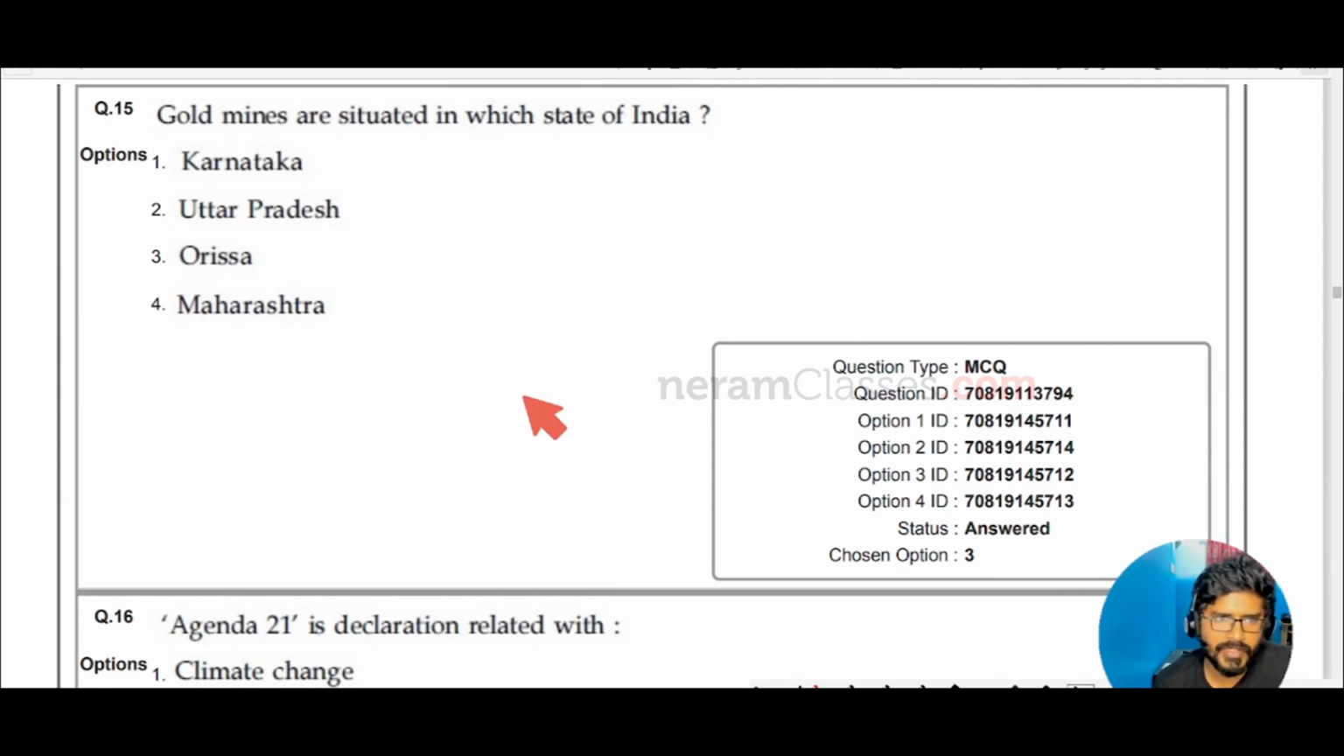So the question number 15 is, gold mines are situated in which of the states of India? So we have many gold mines in India, but among them one particular state has a large number of gold mines. So that's what they are asking. So if you have watched the movie KGF, you could have answered this question because it's a Kannada movie. That means Kannada movie means its answer is Karnataka. So Karnataka has a large number of gold mines in India. Okay, so option one is the correct answer for this question.